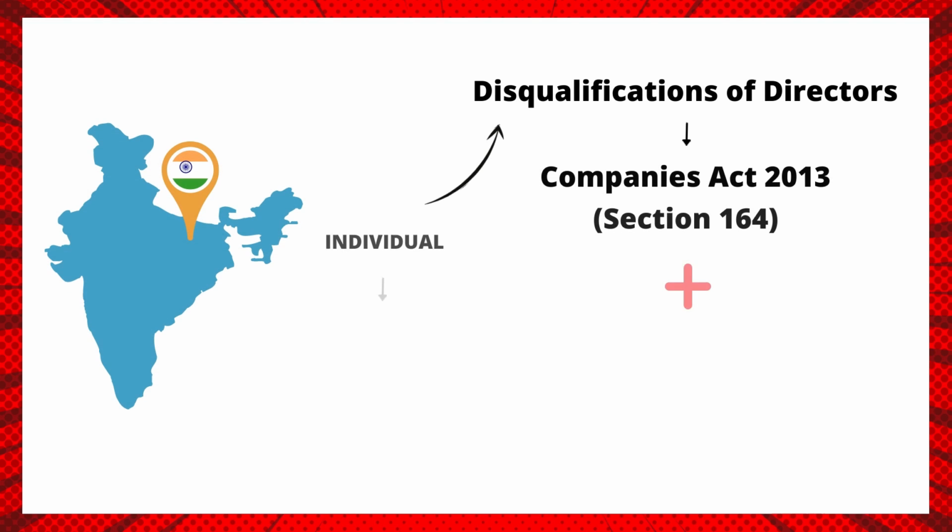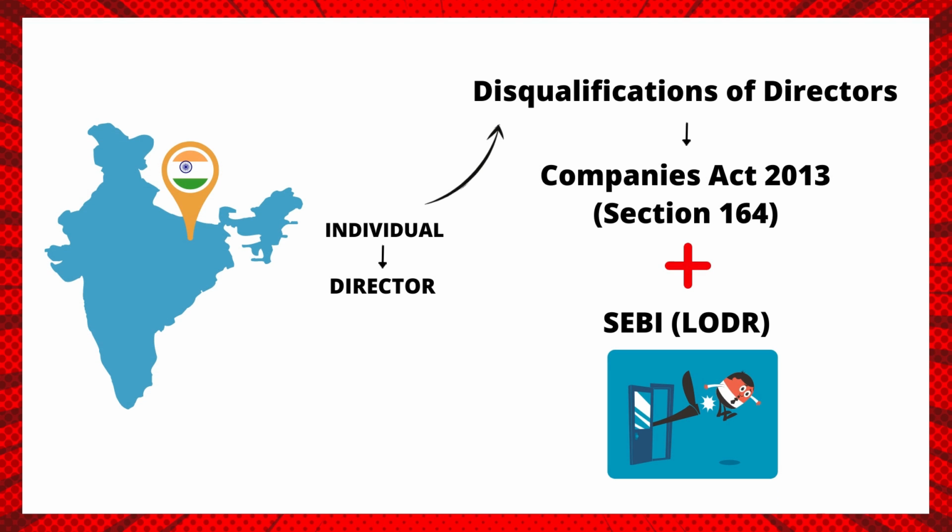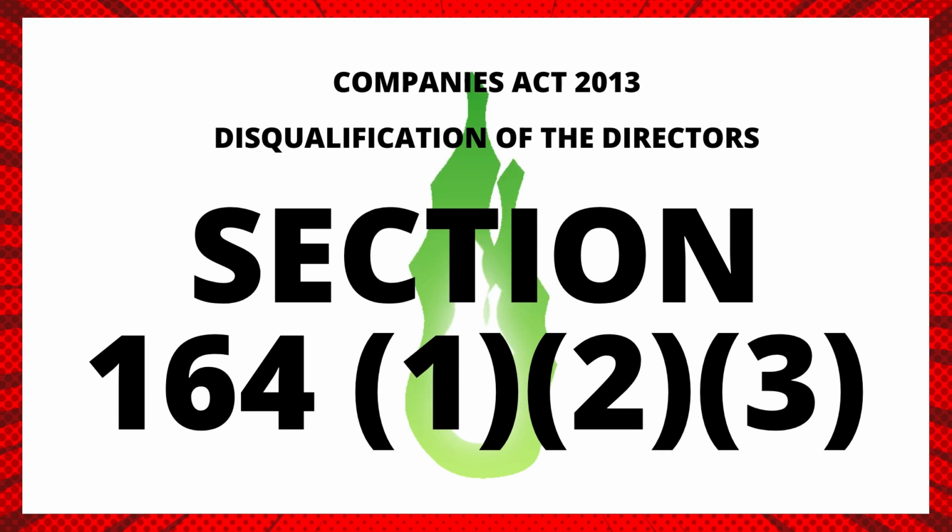In India, only an individual can be appointed as a director of a company. The Companies Act 2013, SEBI LODR Regulations 2015 and other acts have specified some disqualifications on the occurrence of which a person cannot be appointed as director of a company. So today in this video, we are going to see the disqualifications mentioned in the Companies Act 2013.